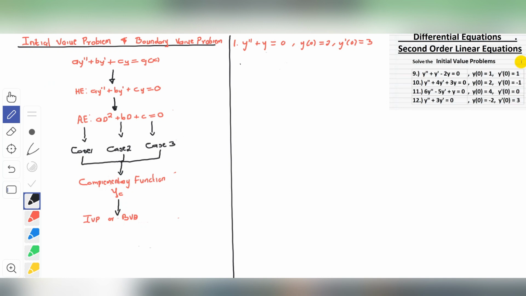In this video we're going to talk about the initial value problem and also the boundary value problem. Let's start with the initial value problem. Whenever they say calculate the initial value problem for second order linear equations, in simpler terms they want you to find the unknown values from the complementary function.